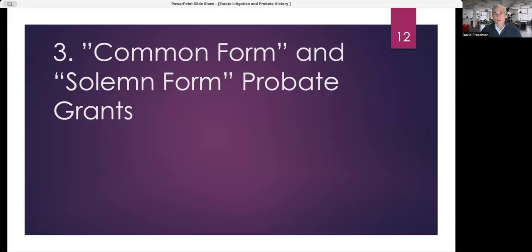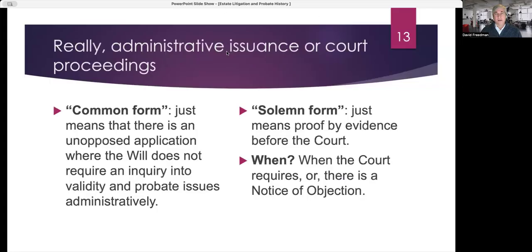There's some old terms, common form and solemn form of probate grants. This is pretty easy. Common form and solemn form mean uncontested and contested proceedings. So common form really just means that probate is going to issue as an administrative exercise. An application is made to the court together with the will and the affidavits of execution, and the application form is submitted to the estates clerk at the court.